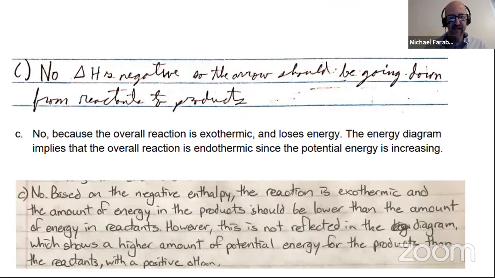No, delta H is negative. The arrow going from reactants to products should be going down, not up. No, because the overall reaction is exothermic and loses energy, whereas the diagram implies it's endothermic. Okay, these are all good answers. No, based on the negative enthalpy, the reaction is exothermic, and that's not reflected in the diagram, which shows a higher amount of potential energy for products than reactants.